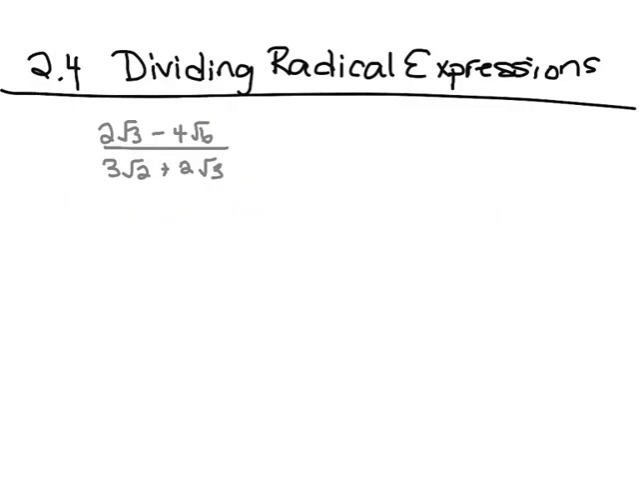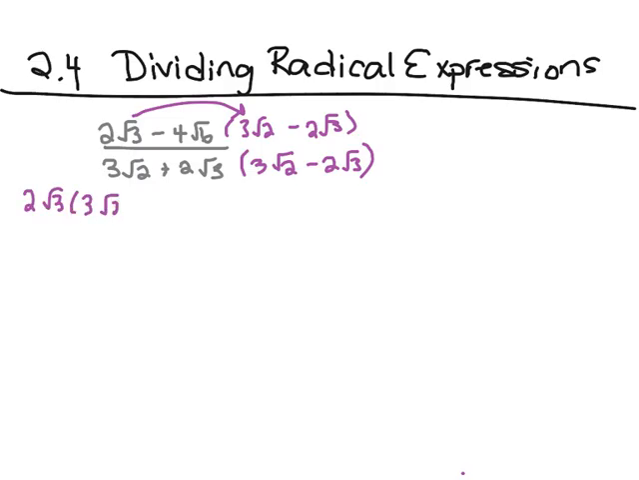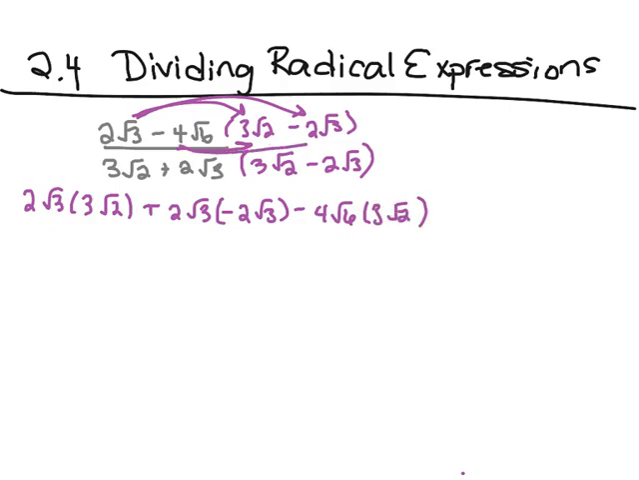And for the last example, we have a binomial on the bottom, so we have to multiply by the conjugate to get the difference of squares. So 3 root 2 minus 2 root 3, and we multiply the top and the bottom by this. Now we're going to distribute. So we have 2 root 3 times 3 root 2 plus 2 root 3 times negative 2 root 3 minus 4 root 6 times 3 root 2 minus 4 root 6 times negative 2 root 3.